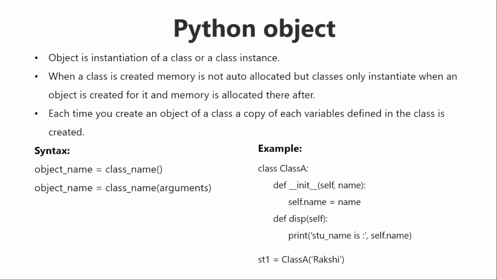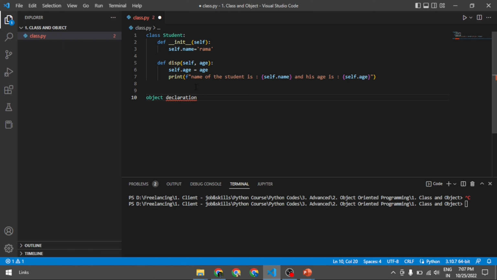Each time you create an object of a class, a copy of each variable defined in the class is created. So whenever you create an object for a class, a set of copies will be created, so you don't have to define only one object for one class. You could create multiple objects for a single class. At that point, multiple sets of variables will be defined. I will explain object declaration in the following example.